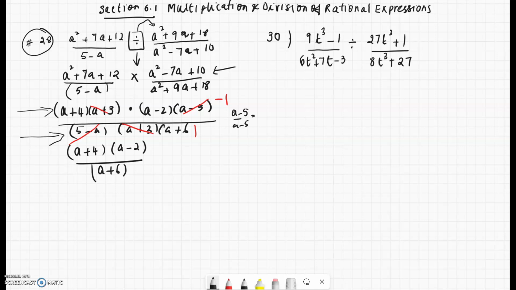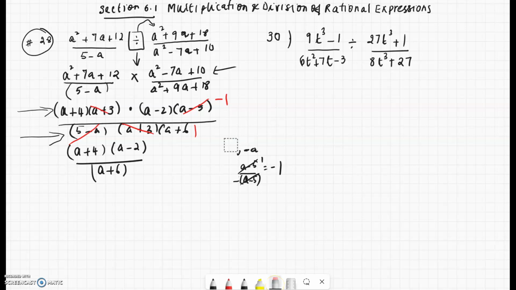If we had this, that would be equal to 1. But if it's a minus 5 over 5 minus a, that is negative 1. That's because we can factor out a negative 1 and you get a minus 5. The a minus 5's cancel and the negative sign is left, so it's not just a 1, it's a negative 1. Just remember this. This you have to remember, so there'll be no confusion.